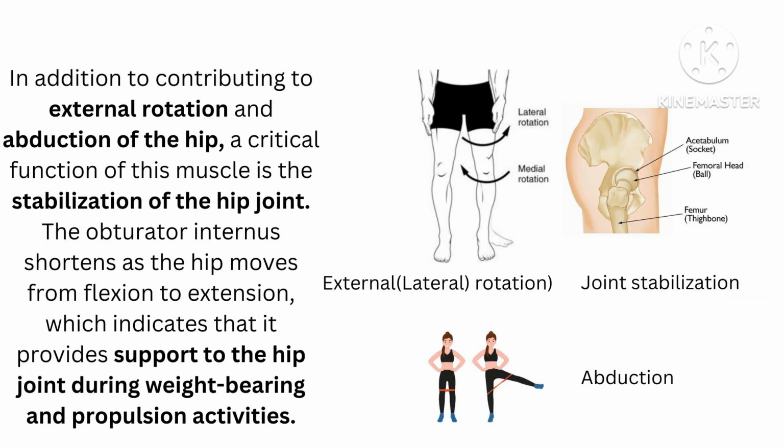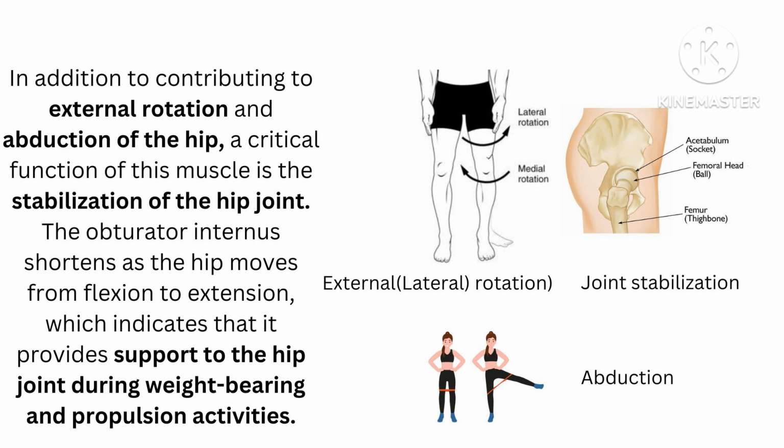In addition to contributing to external rotation and abduction of the hip, a critical function of this muscle is the stabilization of the hip joint. The obturator internus shortens as the hip moves from flexion to extension, which indicates that it provides support to the hip joint during weight-bearing and propulsion activities. It has been well established that the obturator internus is a postural muscle that holds the femoral head in the acetabulum. Due to its role in stabilization, it is frequently monitored in gait analysis and muscle rehabilitation after injury to the hip joint.